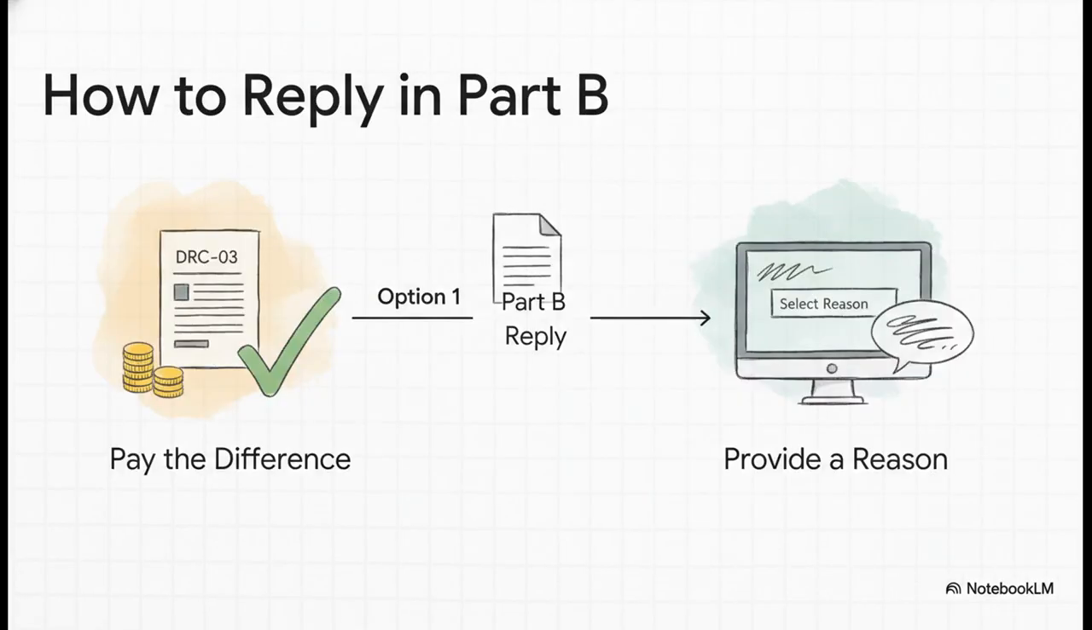Once you've opened the notice, you have two clear paths forward for your reply in Part B. Path number 1, you agree with the system and you pay the difference. You do this with a form called DRC-03, and then you just pop the payment reference number into your reply. Path number 2, you explain why there's a difference. You pick a reason from a drop-down menu and submit your justification without making a payment.